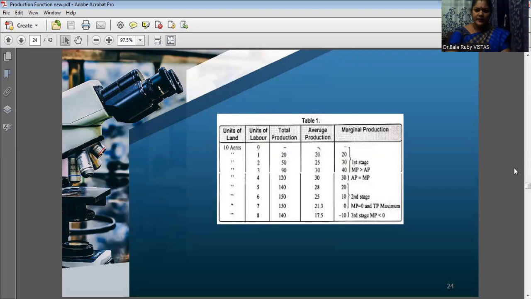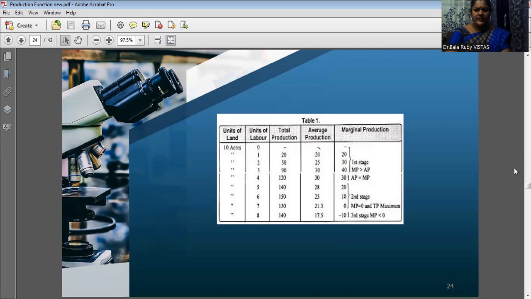Then it increased from 50 to 90. So how much does it increase? From 50 to 90 means 90 minus 50 is equal to 40. Then 90 to 120. So how much does it increase? 30. Again it increased from 120 to 140, so 20 units increase. So this 20 is the marginal production.